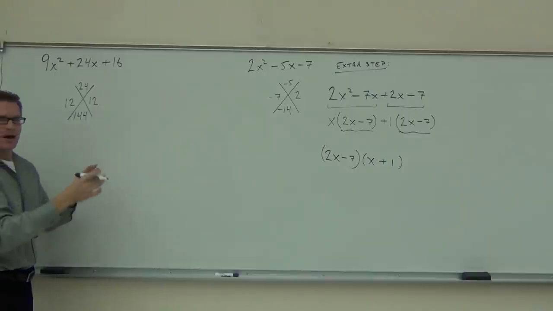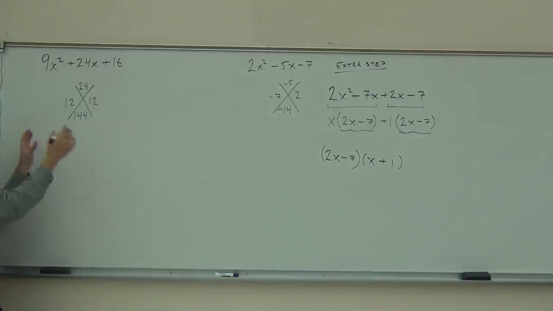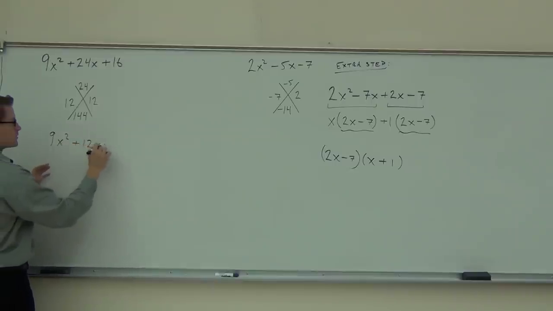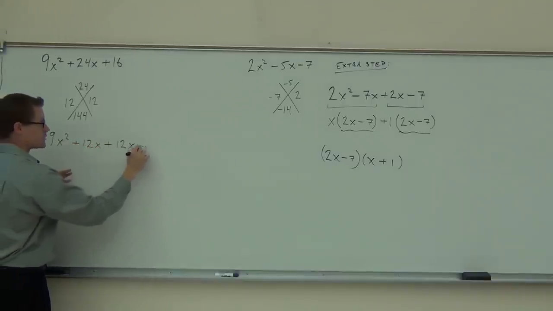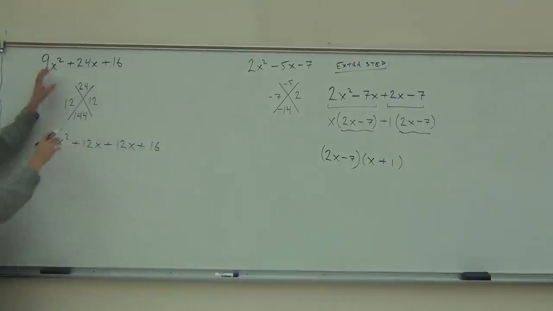And what the extra step allows you to do, again, is simply to split up that middle term. We have our 9x squared, plus 12x plus another 12x, and then plus 16 at the back end. So I'm rewriting this one. I'm just splitting this number up by these two numbers. That's all I'm doing. What's the next thing I'm doing?